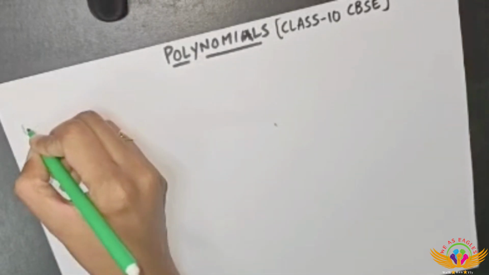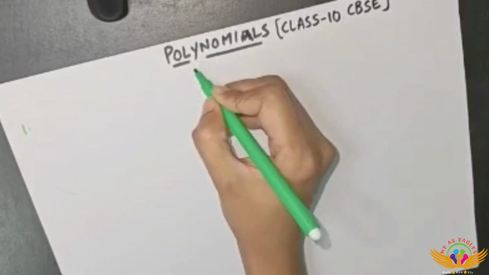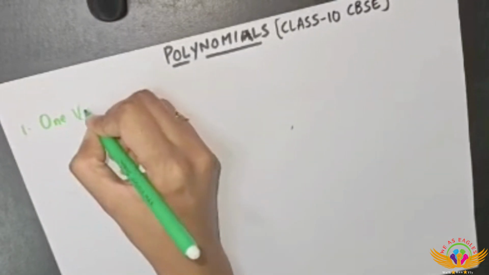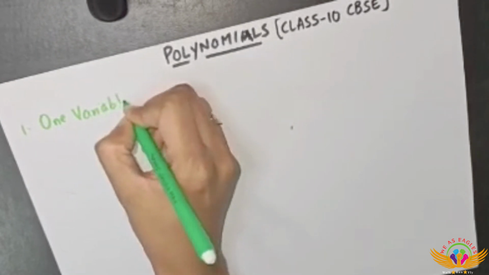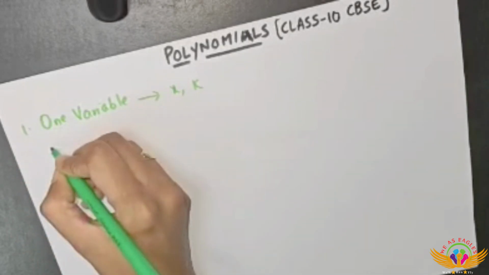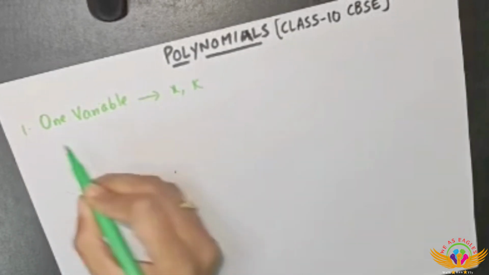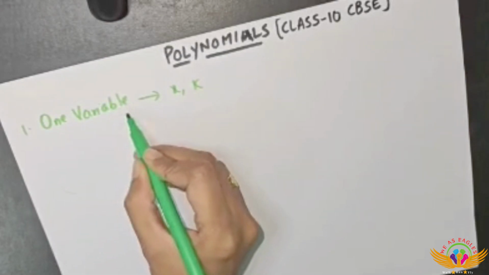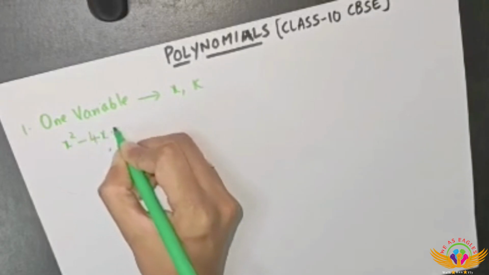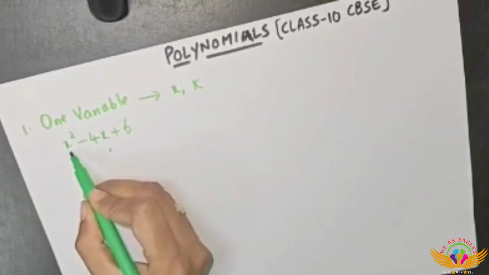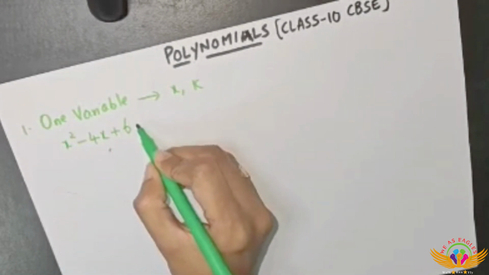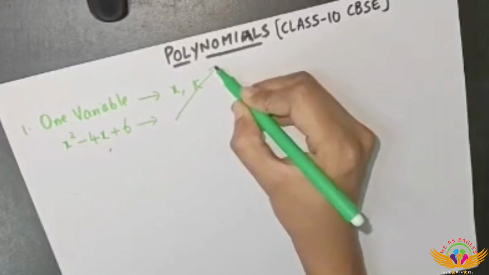The first one that you all have to know: a polynomial is nothing but an expression with only one variable, where we mostly take it as x, k, or anything. So a polynomial has only one variable. For example, if we take x square minus 4x plus 6, here we have only one variable, that is x. This is called a polynomial.